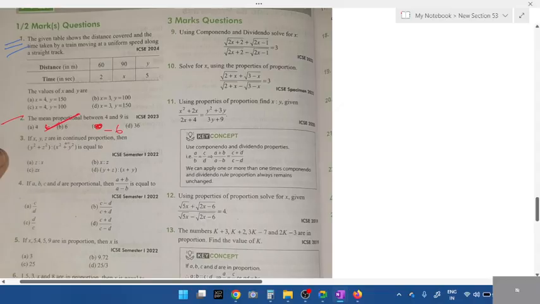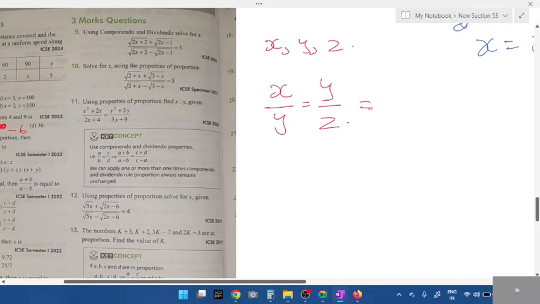This is what I was telling about continued proportion. What is given? X, Y, Z are in continuous proportion. What do you mean by continuous? X divided by Y. This Y will get continued. Y divided by Z. We'll keep this as it is. X divided by Y is equal to Y divided by Z. When you apply cross multiplication, what do you get? Y square is equal to X into Z. Let me keep this as it is.